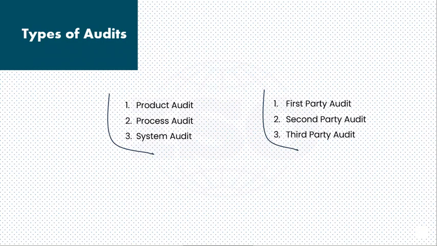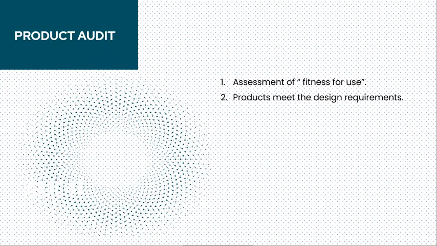When it comes to auditing, let's talk about the first classification, which is whether the audit is a product audit, process audit, or the system audit. So let's start with the product audit. In product audit, what we are auditing is the product, whether the product is meeting the requirement or not, whether the product is fit for use or not.